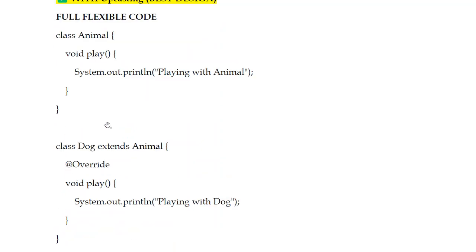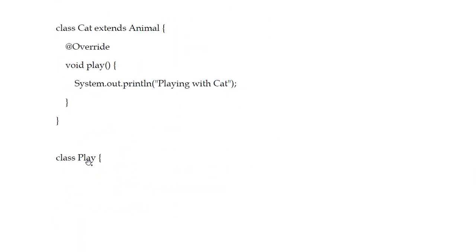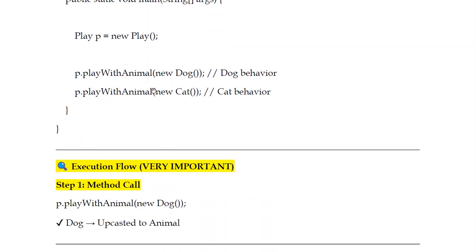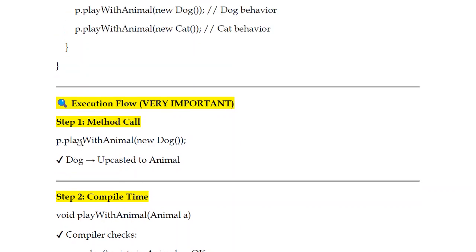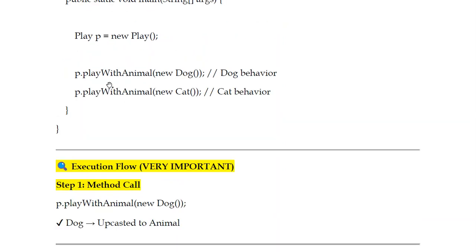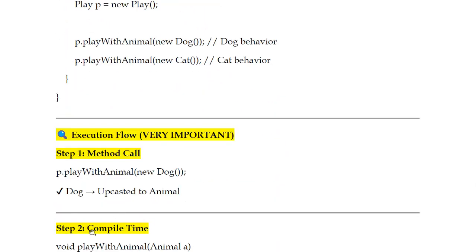Create one generic class. That class is what? Play. Here, playWithAnimal(new Dog()). What am I doing? playWithAnimal(new Dog()) means upcasted from parent class Play to Animal. Upcasted to the Animal class. new Dog() means, which one is now the parent class? Play class. So upcasted to Animal.